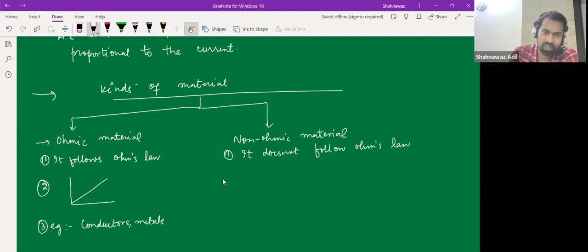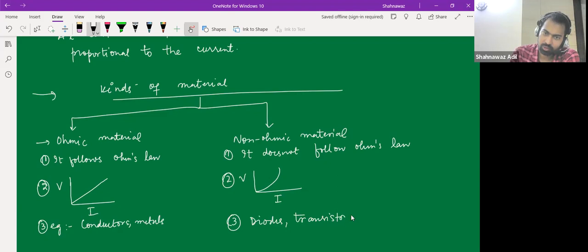And for the case of the non-ohmic material, it doesn't follow the straight line graph, right? The examples are diodes and transistors. So these are the examples of ohmic and non-ohmic. You guys quickly note it down.